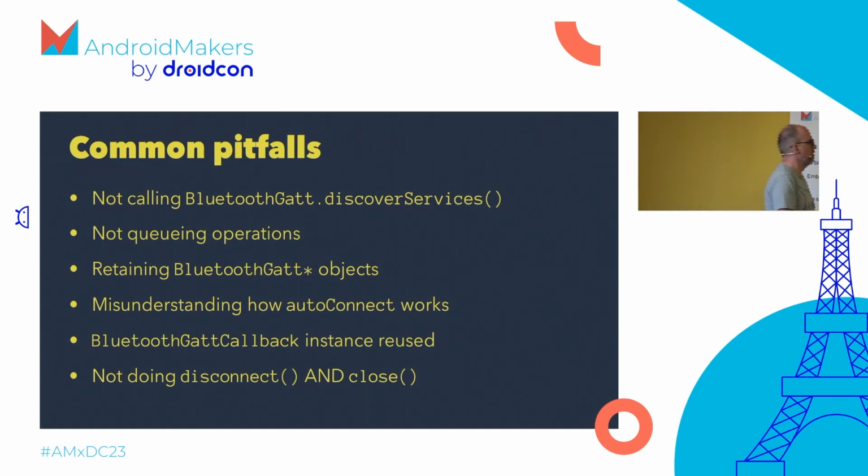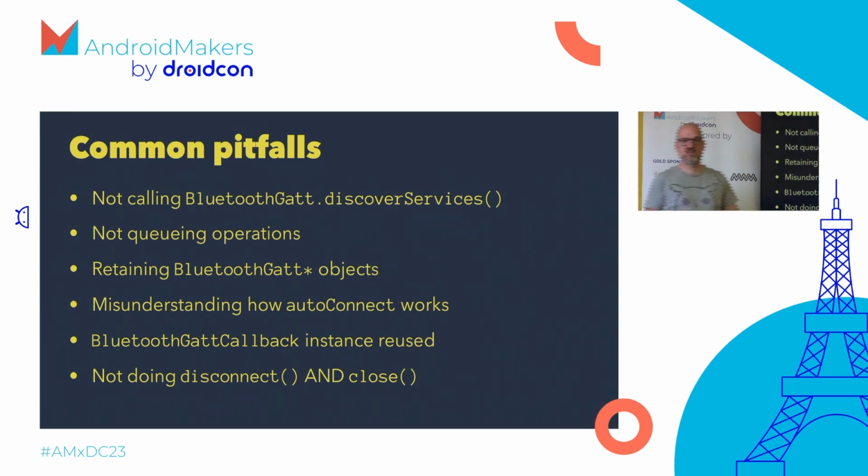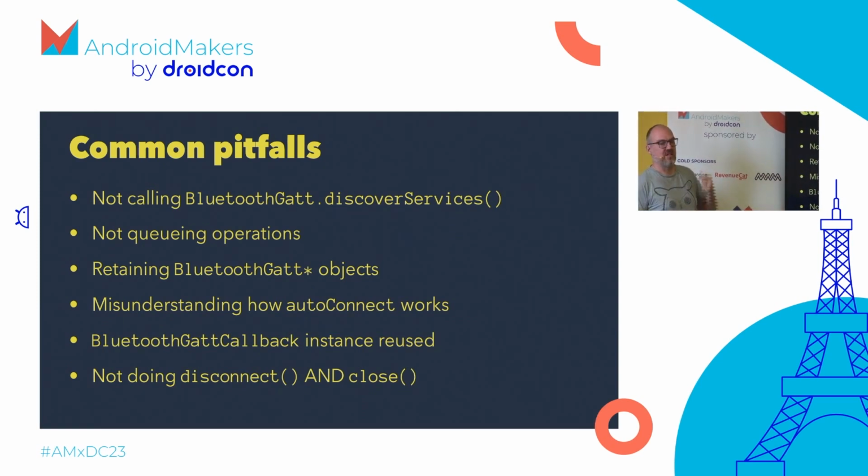Common pitfalls then. You didn't call discoverServices. Like, I've been doing this for 10 years now, still sometimes forget it. You're not queuing your operations. Now you know how. You don't need to do exactly like I do, but you can at least mimic that type. Retaining any of the BluetoothGatt characteristic, descriptor, or service objects is not safe. Don't do it. Just fetch them from the BluetoothGatt every time instead.